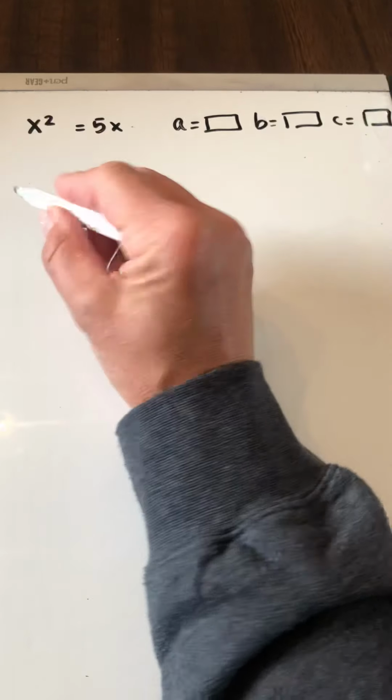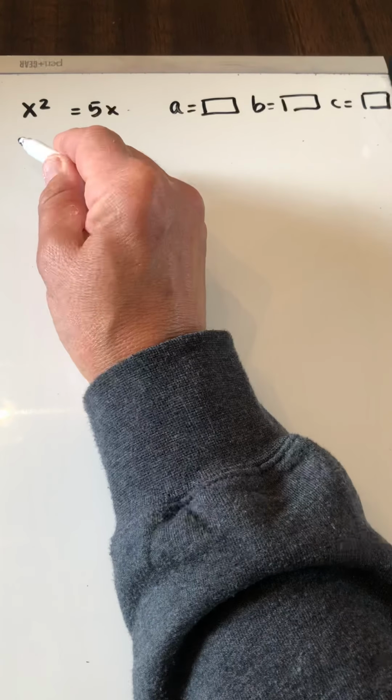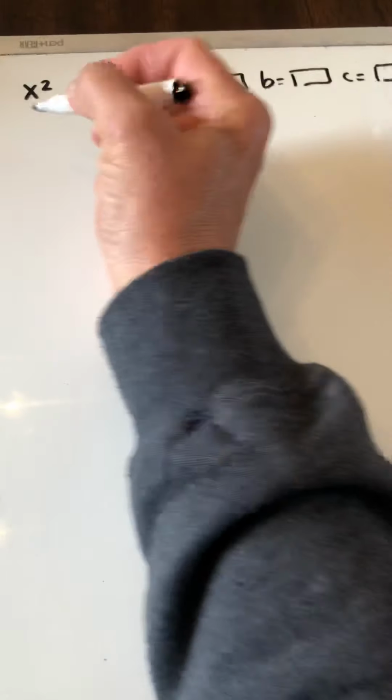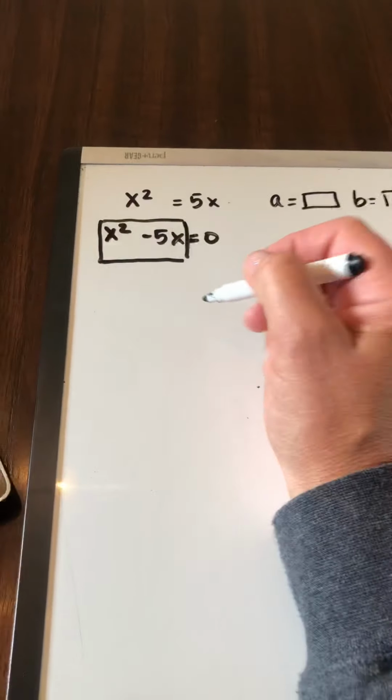This is what they gave you, and they told you to put it in standard form. Standard form just means everything is over on the side where the x squared is positive. So anytime you move something from one side of the equation, just make sure you switch the sign, because you would subtract 5x, subtract 5x. Okay, after you do that, that's what you're going to type in the box that has the equals 0 part.